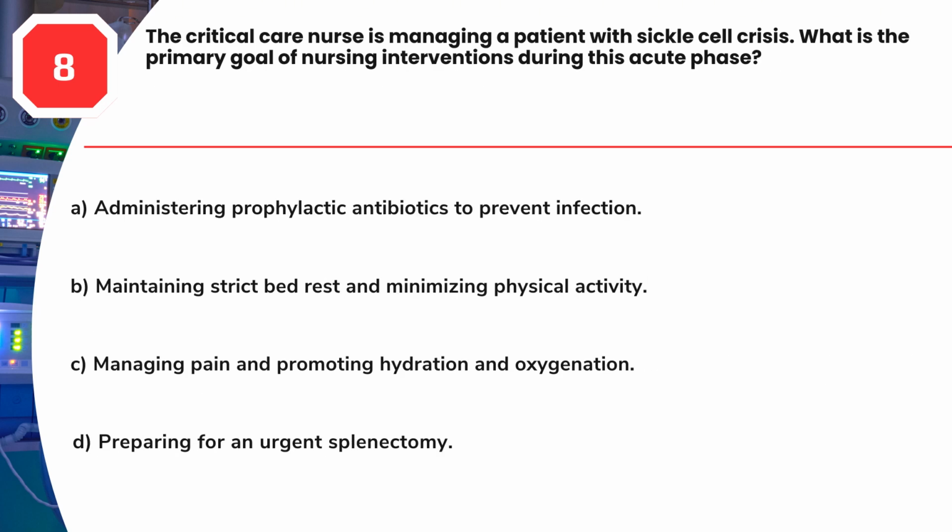Question 8. The critical care nurse is managing a patient with sickle cell crisis. What is the primary goal of nursing interventions during this acute phase? A. Administering prophylactic antibiotics to prevent infection. B. Maintaining strict bed rest and minimizing physical activity. C. Managing pain and promoting hydration and oxygenation. D. Preparing for an urgent splenectomy.